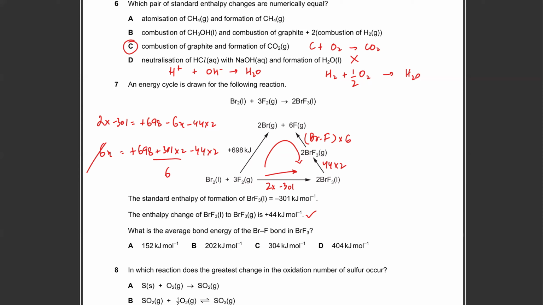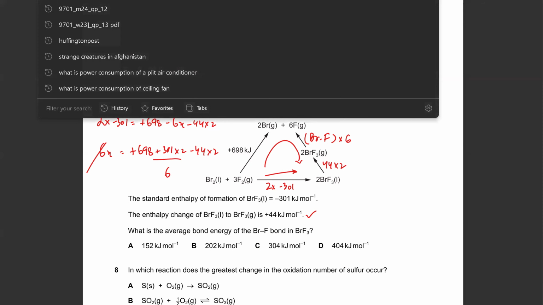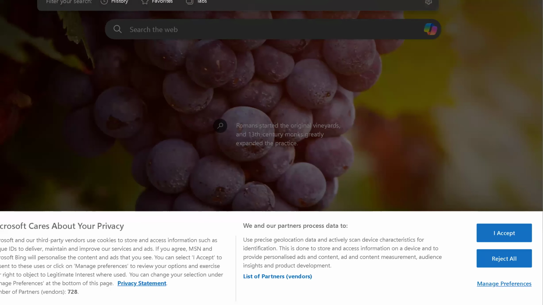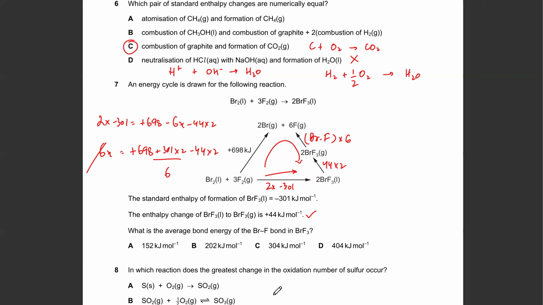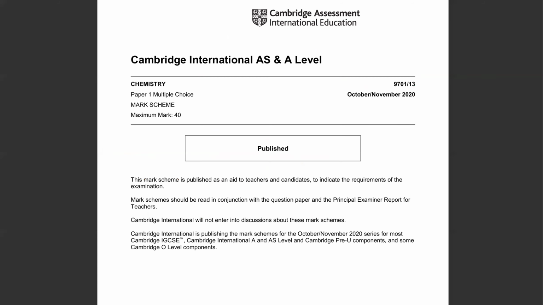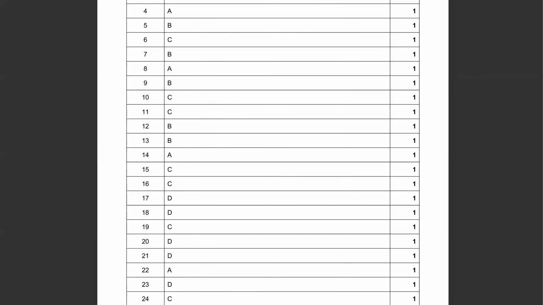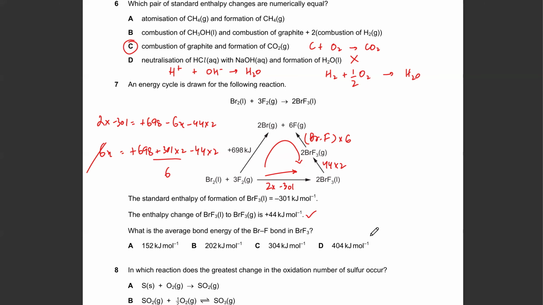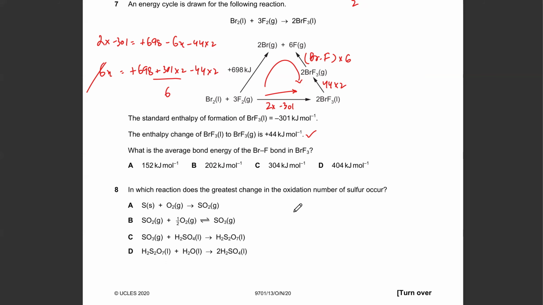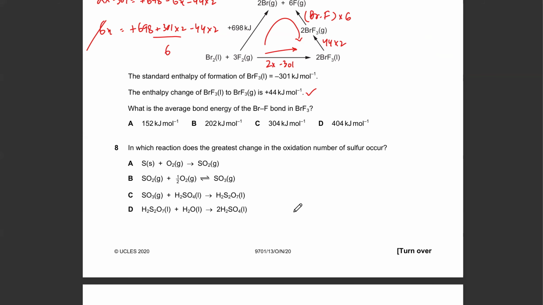So are you sure you got the right answer? Is it B? Let's check. So B 202, right? Which question was this? 7, right? Yeah, it's B. Okay. Just make sure you double check your calculations when you have a lot of additions and subtractions.